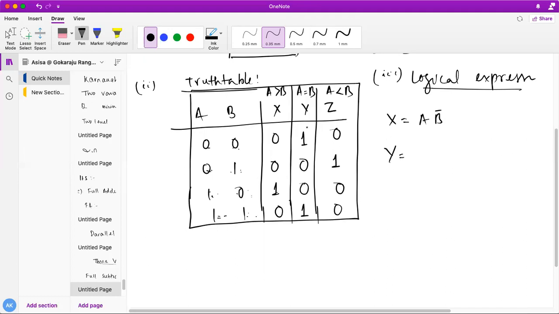What is Y? Y looks like an XNOR gate, students. Obviously yes, XNOR gate. What is an XNOR gate? It's an equivalence gate. When A equals B, output is 1. So this is obviously my XNOR gate. Next, Z is what? Z is A bar B. So this is my logic expressions.